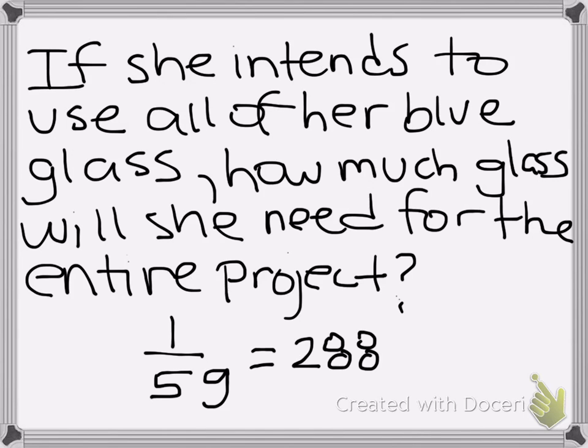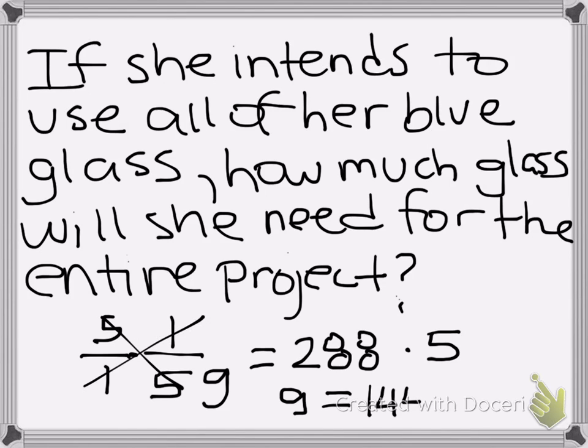288. So we would need to multiply by the reciprocal. Since we have a fraction next to the variable, we're going to do that on both sides. 5 is the same thing as 5/1, and we end up with 288 times 5, which gives us G equals 1,440. So that would be how much she would need for the entire project.